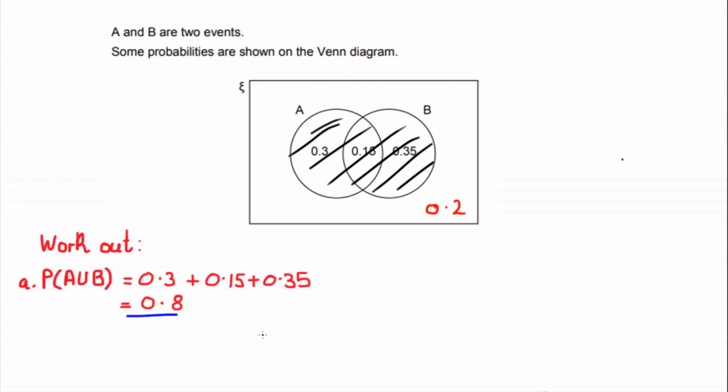The answer is 0.8. So how you could look at this is that the set A union B is represented by this shaded region, as we saw earlier, and it includes the probabilities 0.3, 0.15, and 0.35. So we simply add up the probabilities to get 0.8. Okay. As you can also see, I've also just filled in the Venn diagram, using the fact that the total sum of probabilities is equal to 1.